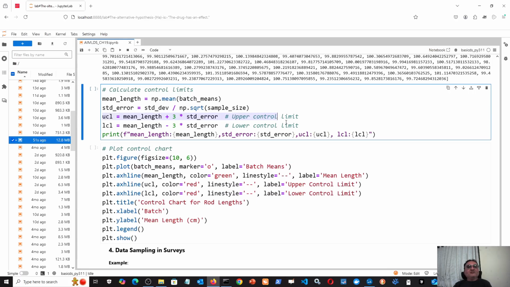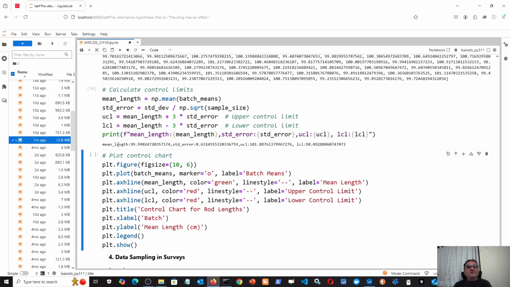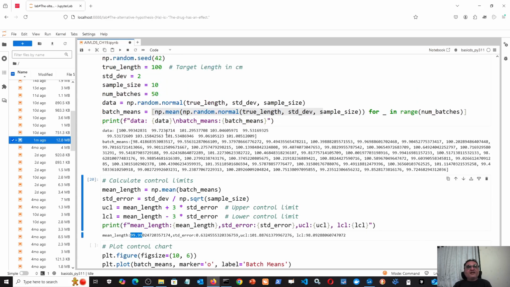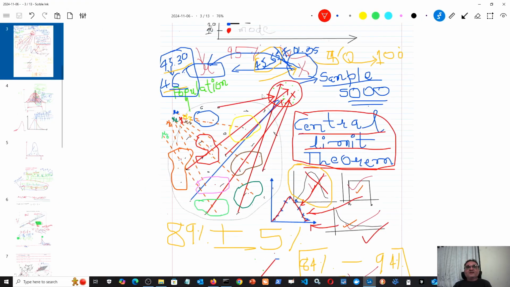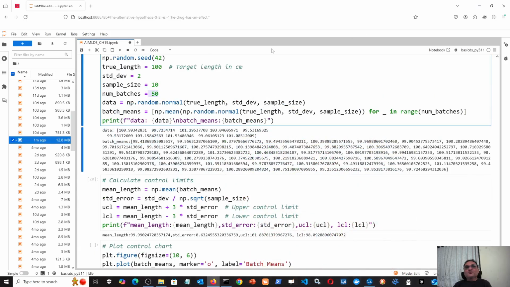So you allow upper control limit and lower control limit, and print mean length, standard error, upper control limit, lower control limit. If you do that, you find the sample mean to be 99.99 centimeters. So you see that even if 1 or 2 rods are like this, if you take a sample of 10, randomly select 10 rods, and randomly select 50 batches from your population, then find the mean of each batch, and then find the mean of all batch means. That will become my sample mean, and that came out to be 99.99 centimeters, which is very close to what I was aiming for.